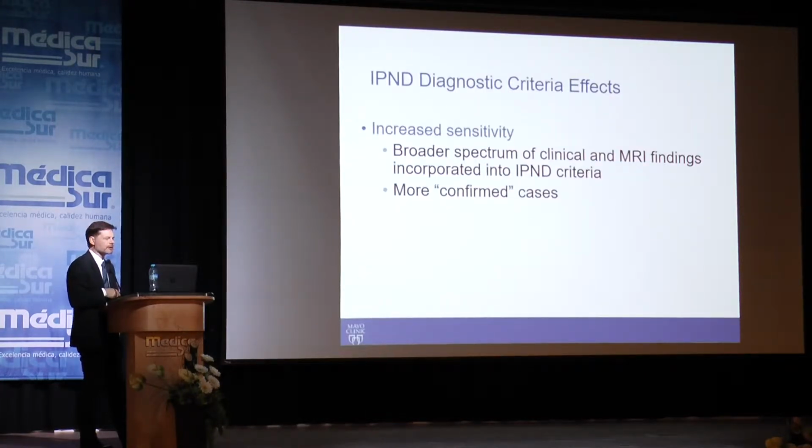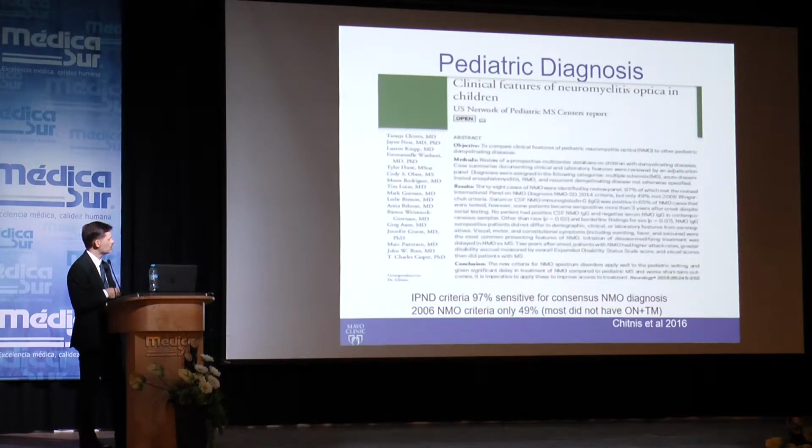So what have been the effects of these criteria for the past 3 years that they've been published? Well, certainly they've increased sensitivity, and they do that because there's a broader spectrum of both clinical and MRI findings that are incorporated into the criteria. So there's more confirmed cases, and you can make the diagnosis even after a single attack, especially in cases that are seropositive.